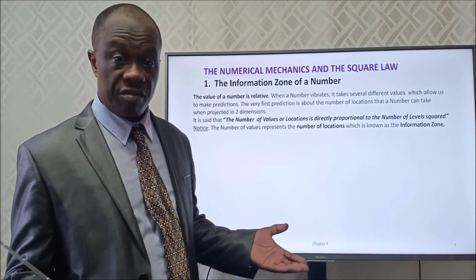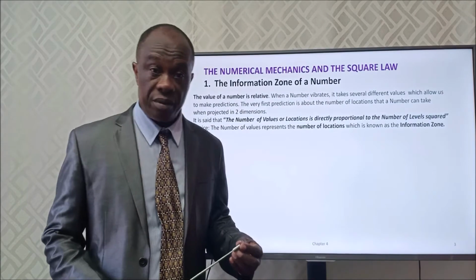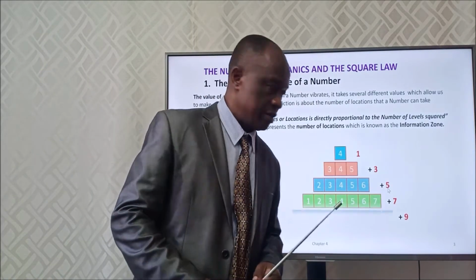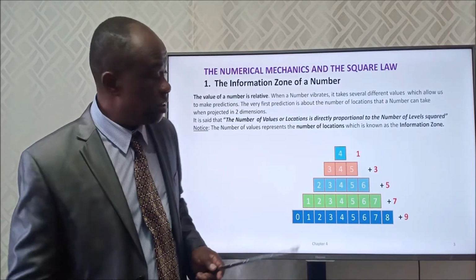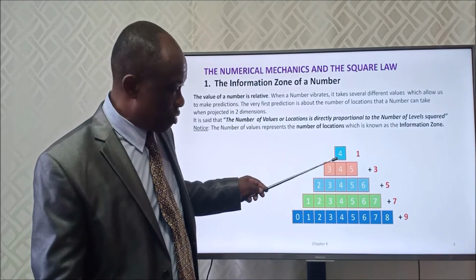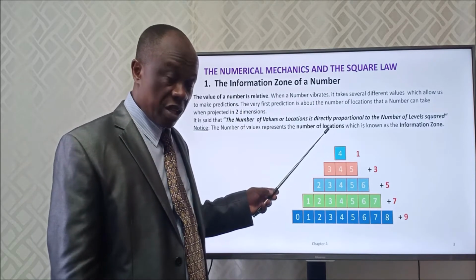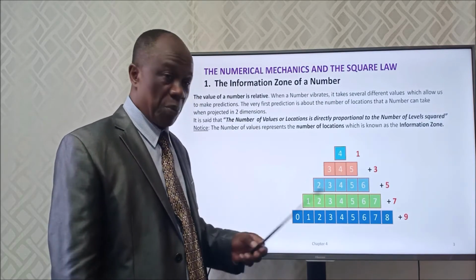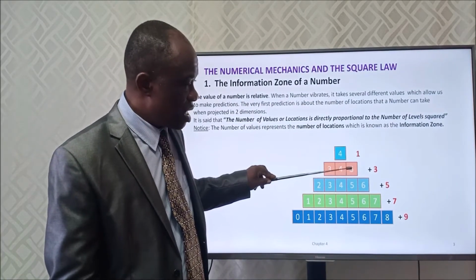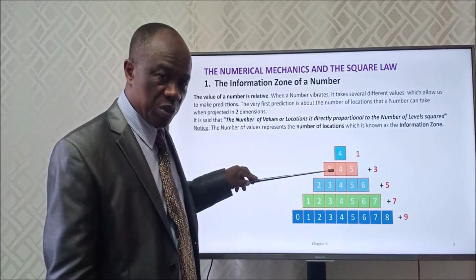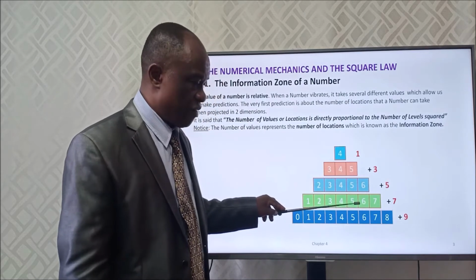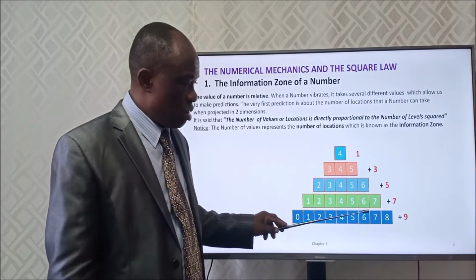Numbers are relative. I already showed you that a number can take different values. For example, we have number 4. Number 4 will vibrate in 2 dimensions. At first, number 4 is only 1. It has only 1 value. And this 1 value also represents 1 location. When it goes to the first level, it will have 3 more values. Second level, 5. Third level, 7. Fourth level, 9. And we stop only here.